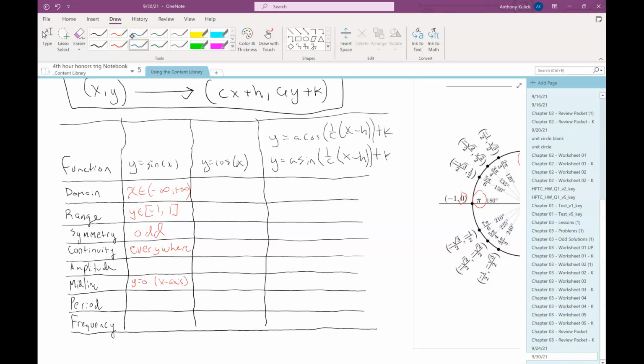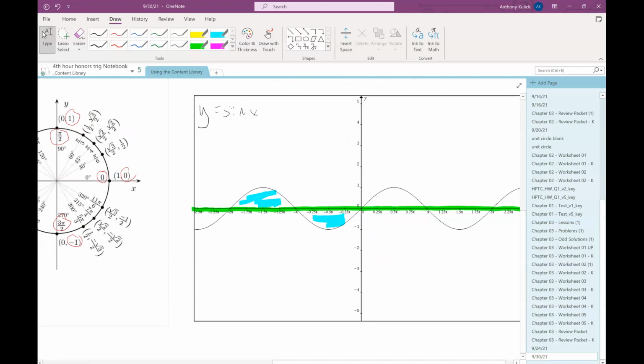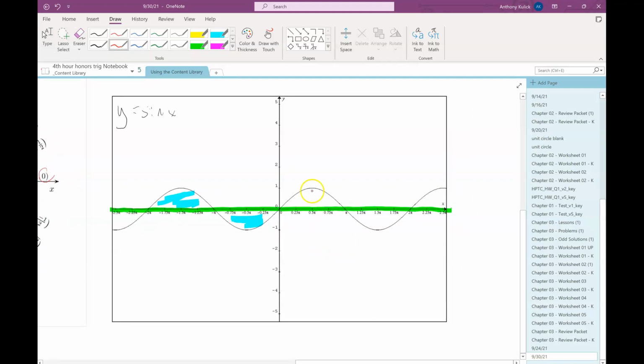The amplitude is what we'll do next. The amplitude, you can think of two ways. You can either think of it as the distance from midline to maximum or minimum, or you can think about it as half the distance from a maximum to a minimum. Either way is the same thing. The midline goes halfway through, so still the same. Is that okay with everybody?